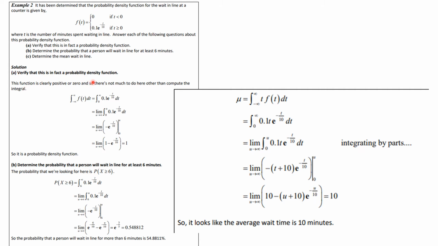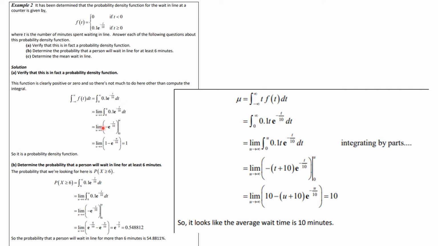Okay, first we have to verify this is a probability distribution. If we look at this, it's 0 for here, and this is always a positive number, although it can get very tiny. And so this is always greater than or equal to 0. And now we have to show that the integral from minus infinity to infinity is 1. Since it's 0 from minus infinity up to 0, we're really just integrating from 0 to infinity. This is 0.1 e to the minus t over 10 dt.